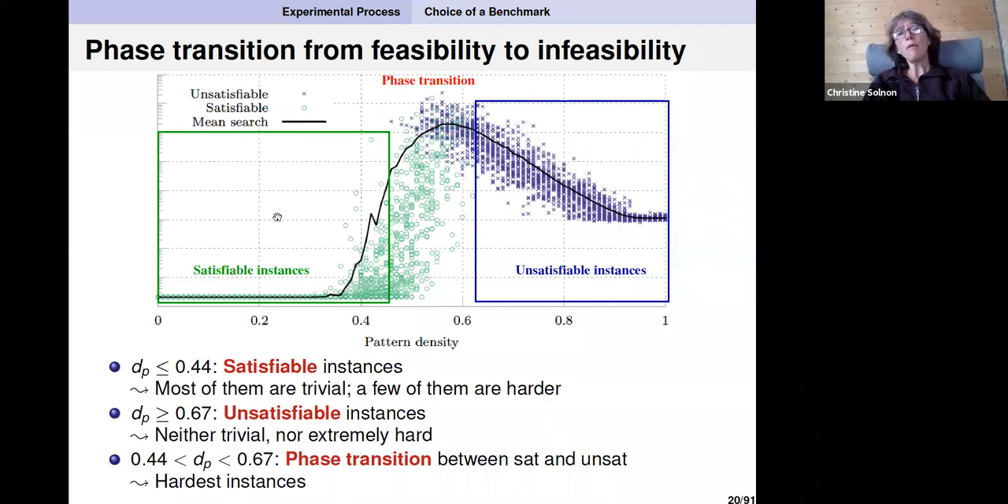And we observe this for all NP-complete problems. We always have this kind of results on the satisfiable region. Then on the other side, we have the unsatisfiable region, where instances are more difficult than on the left-hand side, but they become easier and easier. This is because it is more difficult to prove unsatisfiability than to find a solution. And then the hardest instances are in the phase transition region, where some instances are feasible and some others are infeasible.